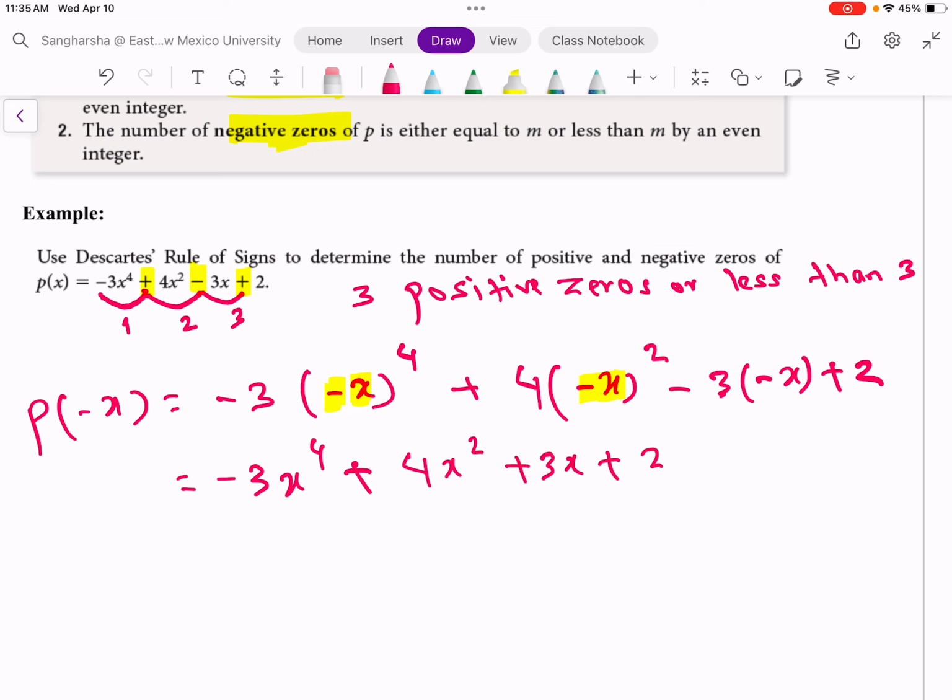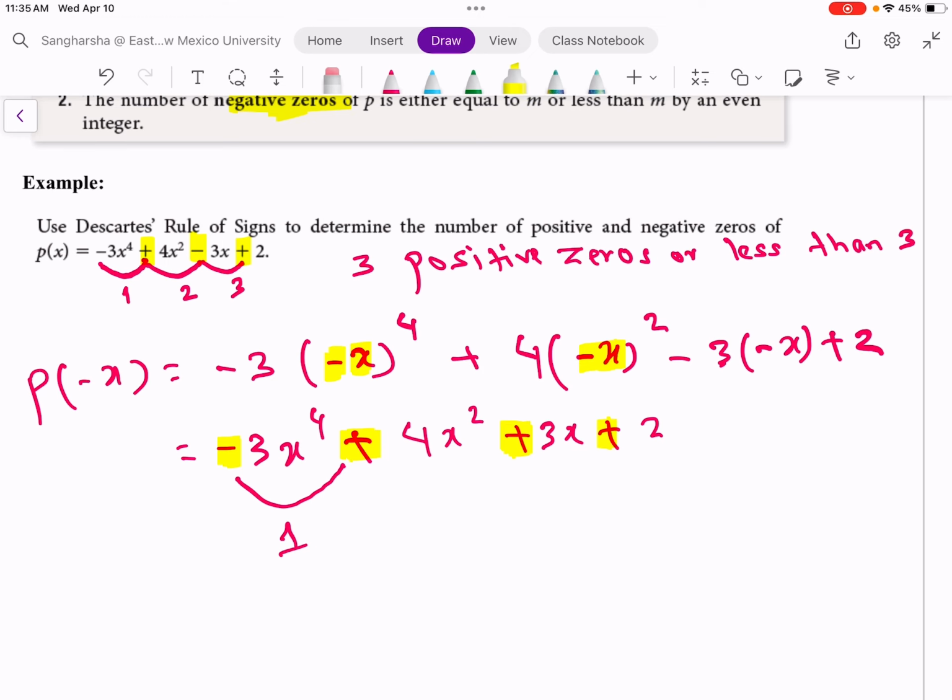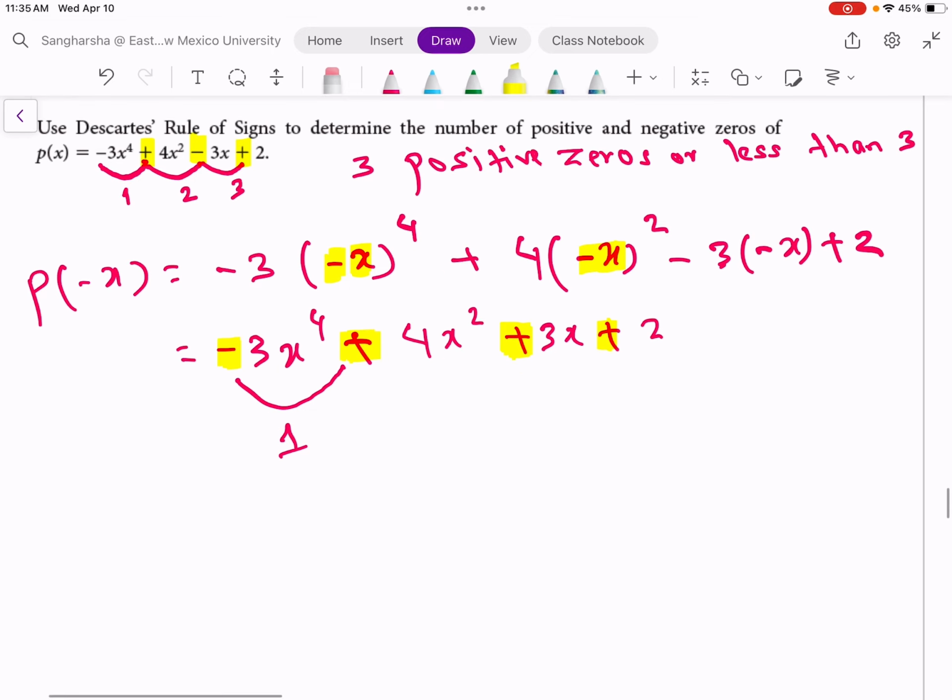Now we look for the variations of sign here. We have a negative sign and a positive here, so this is 1 variation. Then we have a positive here and a positive here. It doesn't count. You must have an alternate sign to count as 1. Similarly, positive here and positive here doesn't count. So we have 1 variation. It means we're going to have 1 negative real zero for this function.